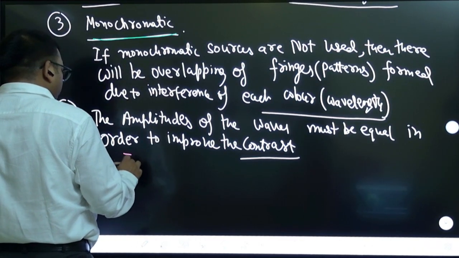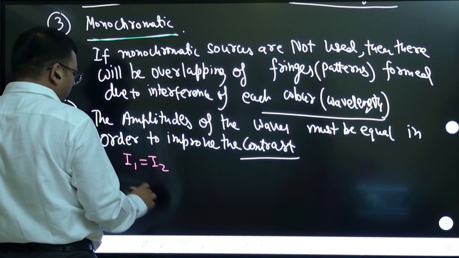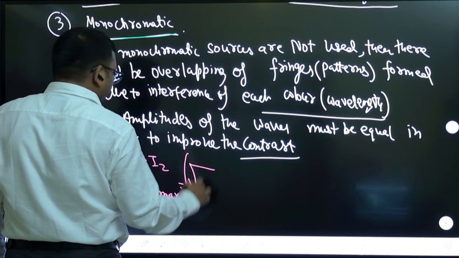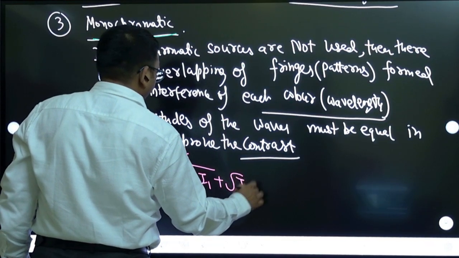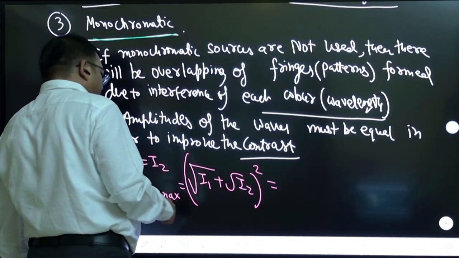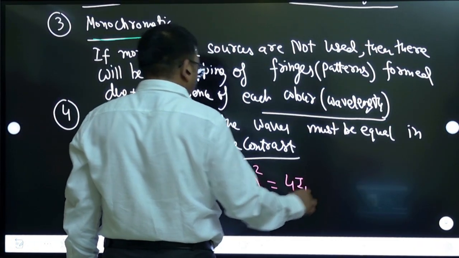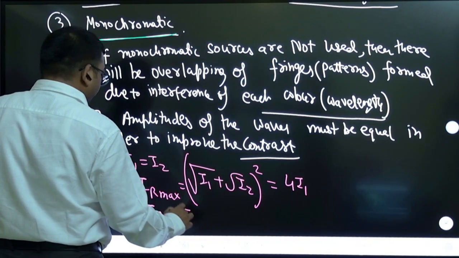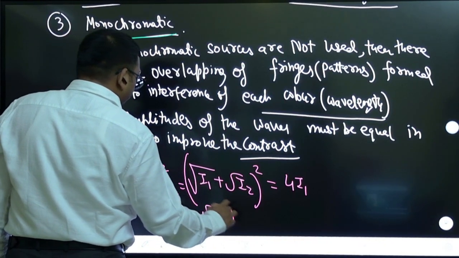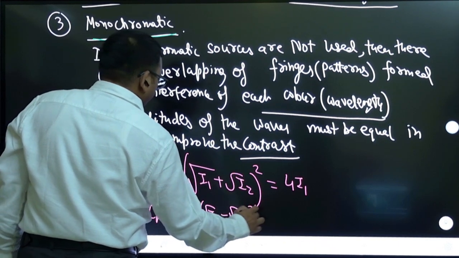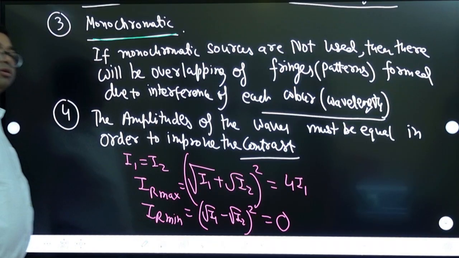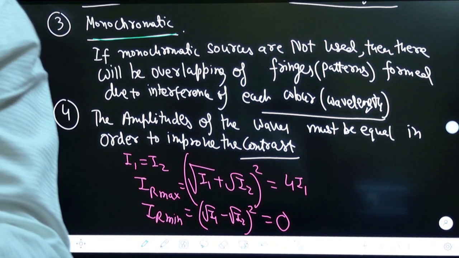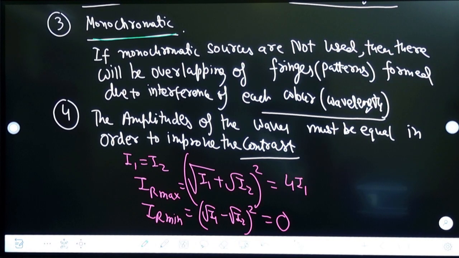Suppose I use two sources of the same intensity. What is the maximum intensity formula? If you remember, you get root I1 plus root I2, whole square, right? So now you apply this, and it will become 4I1, maximum. But what about the minimum? Minimum intensity is root I1 minus root I2, the whole square. That will be 0 because both the intensities are the same. So the maximum is 4 times the individual intensity, and the minimum is 0.